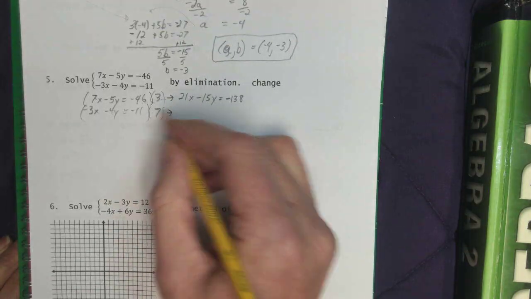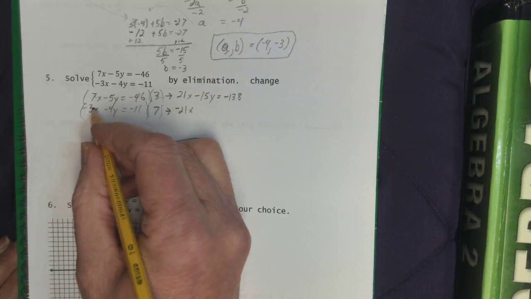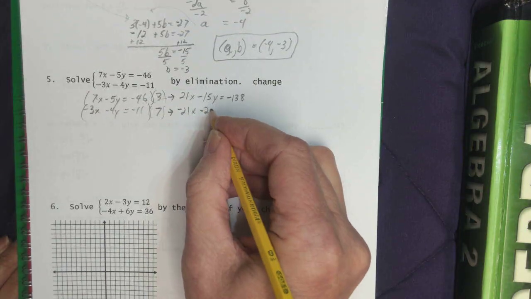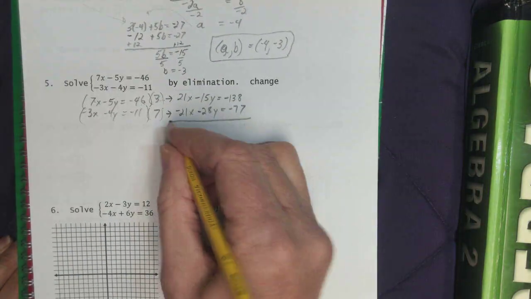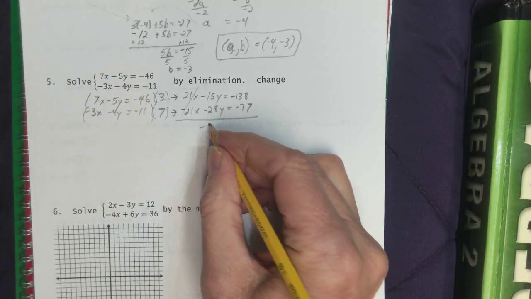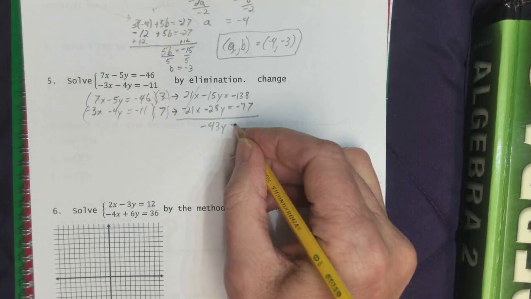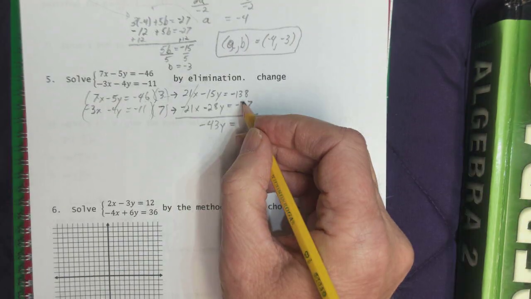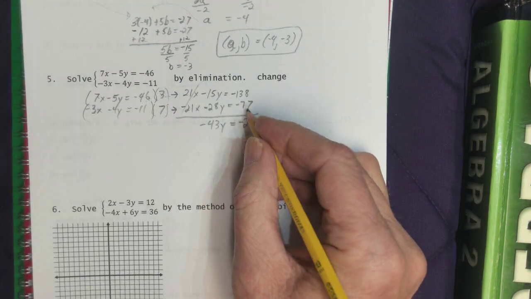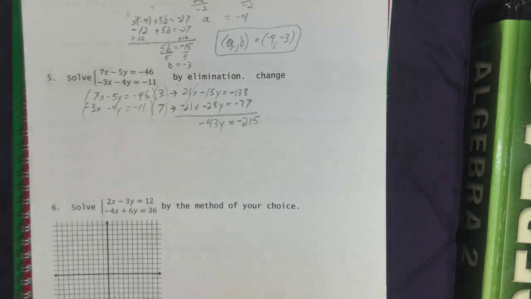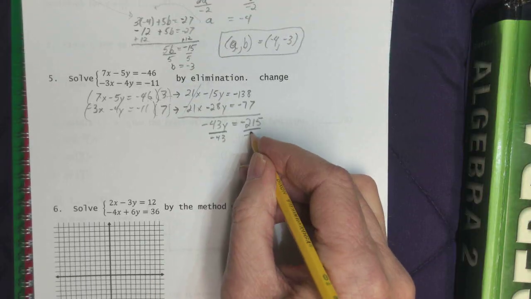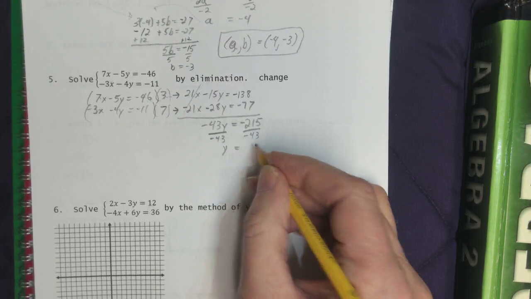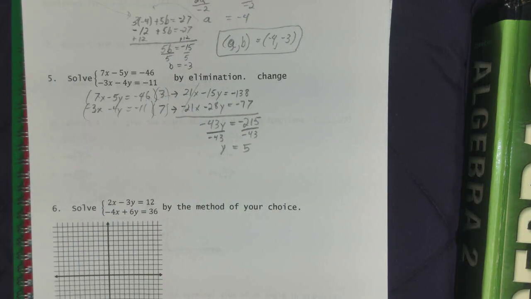And then this is negative 21x. 7 times negative 4, that's negative 28y. And that's negative 77. It's canceling. This is negative 43y. This is negative 215. Okay. I think that's going to divide out nicely. Might look sketchy here for a minute, but I believe that is 5. 43 times 5 is 215, so I think we're good there.